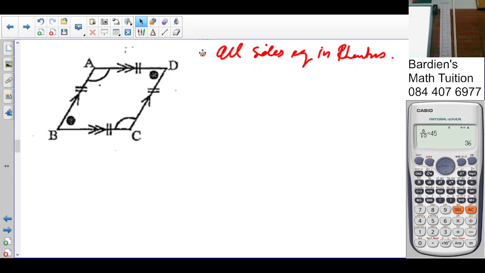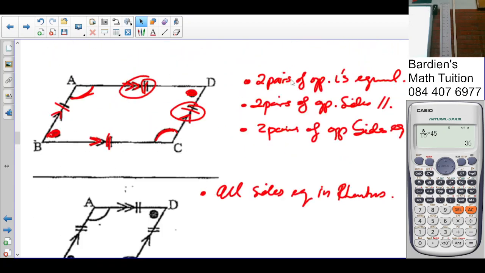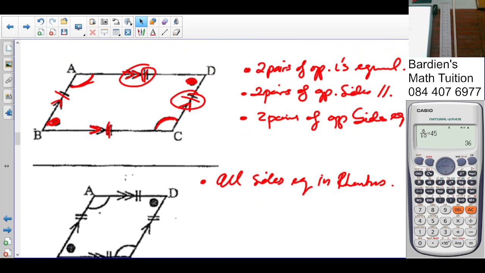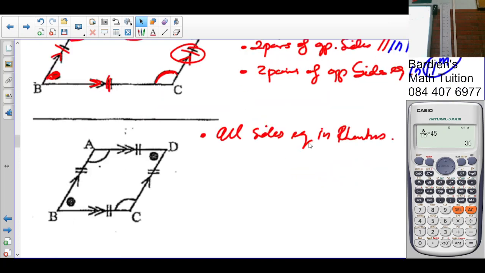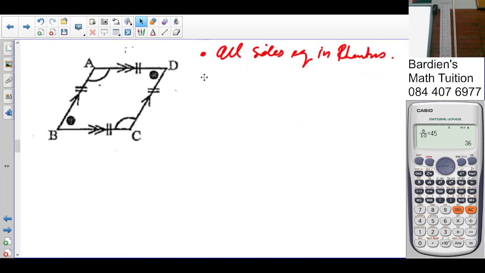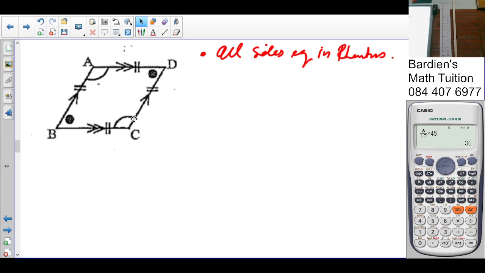Okay, so what to add here? I was supposed to have said "in a parallelogram." That is the short version for a parallelogram. You must say which shape we are working in. So this is, as we said, a rhombus, so all sides are equal in a rhombus.